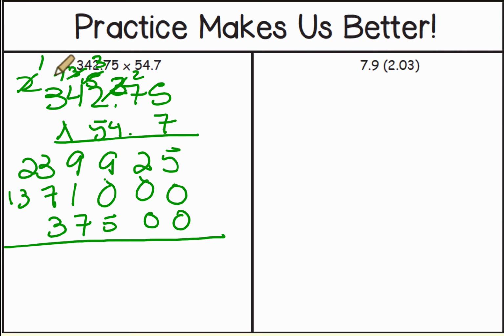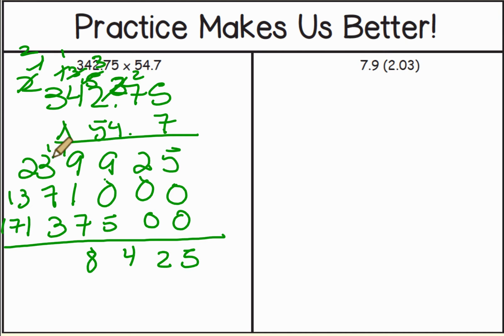And 5 times 4 is 20. 20 and 1 is 21. 5 times 3 is 15. 15 and 2 is 17. Then we add vertically. 5, 2, 14. 10, 11, and 7 makes 18.